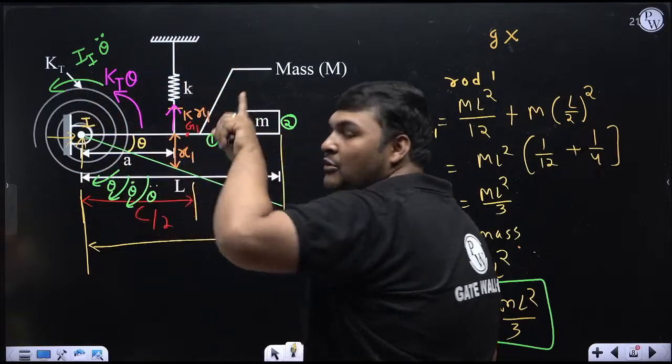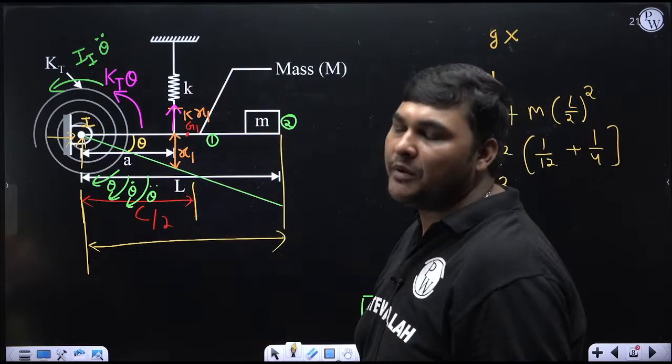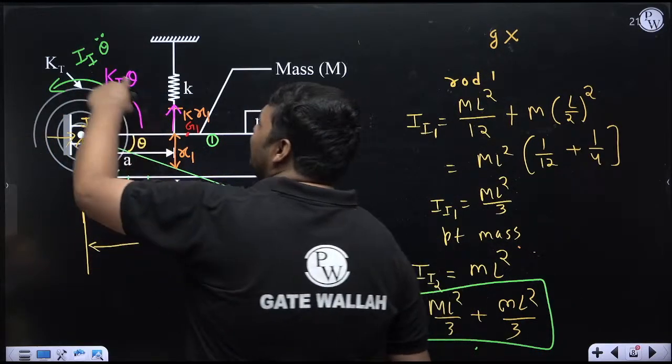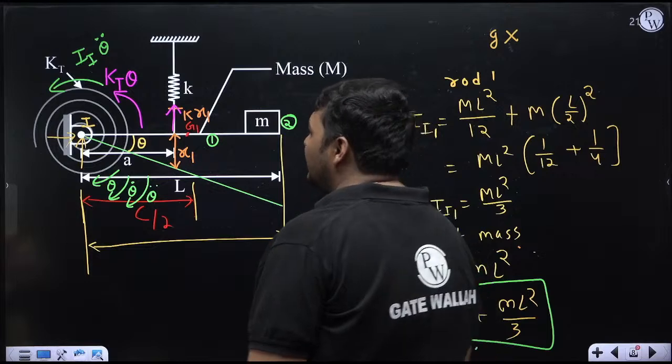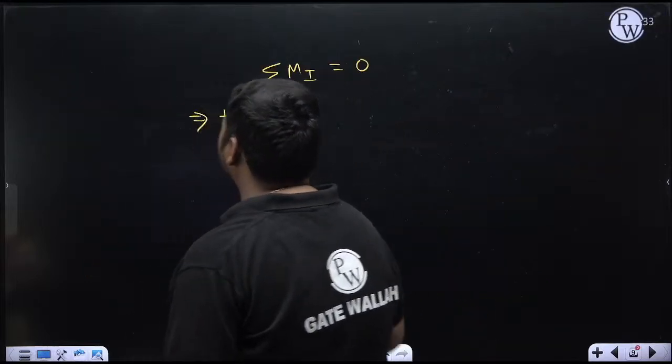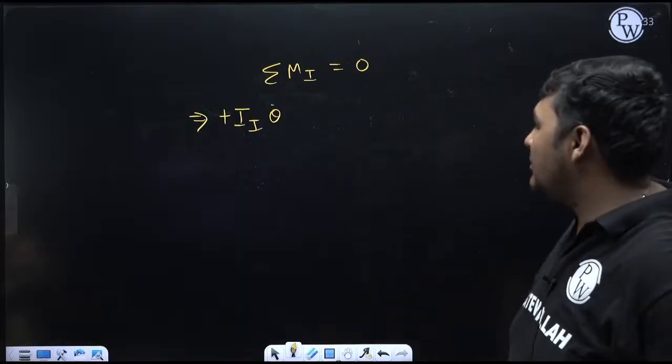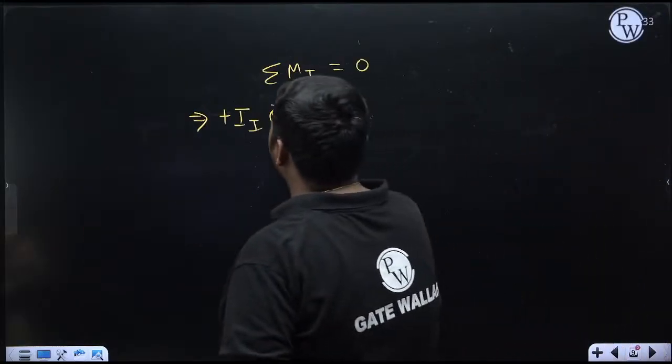If you are calculating moment due to force, then moment will be force into perpendicular distance. But here it is already a moment. The direction is anti-clockwise, whatever direction comes first. I am taking that direction as positive, so anti-clockwise is plus, and the opposite, clockwise, will be minus. So right now it is anti-clockwise: I about I, theta double dot.